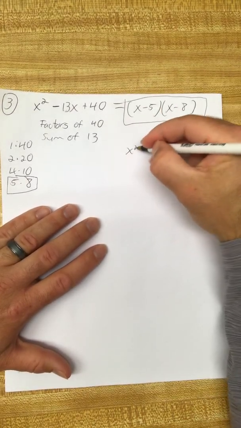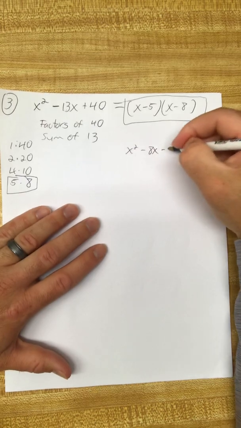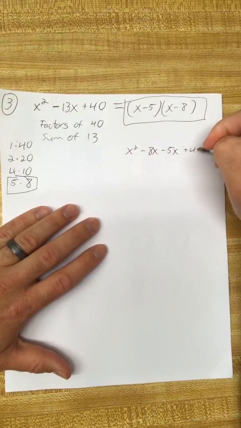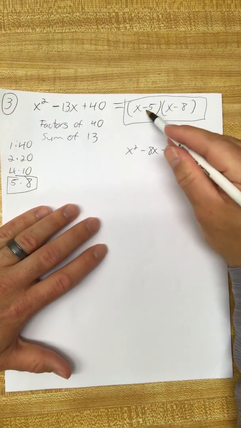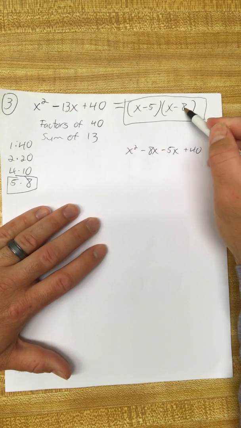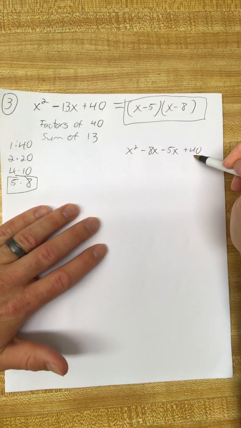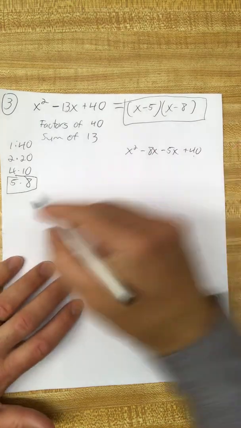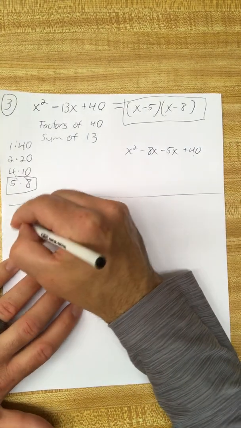Again, you multiply all that out. X squared minus 8x minus 5x plus 40. It will be a plus 40 on the end because I'm doing negative 5 times negative 8, which is positive 40. Okay, so let's do one more of those.